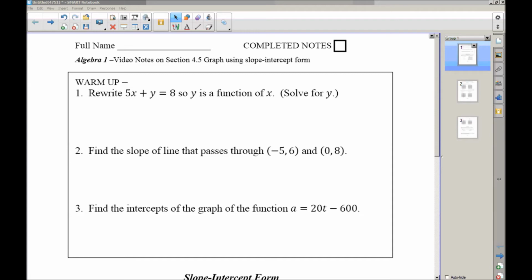Hello again. Welcome to another lesson in Algebra 1. Today we are covering section 4.5, graph using slope-intercept form.